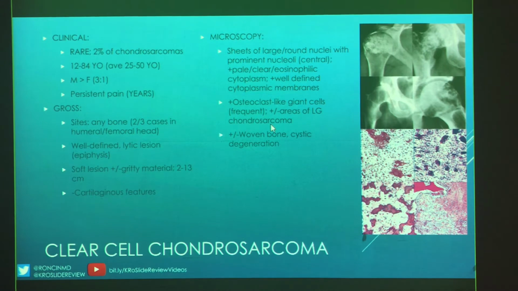You will see those osteoclast-like giant cells, which is what's here, and you may or may not have areas of low-grade chondrosarcoma. So you'd want to go back and review the conventional chondrosarcoma, because you can have areas that look like that. You may or may not have woven bone. The example that we did, the bone looked more woven, at least in the areas where we were focusing more on the bone, and you may or may not see cystic degeneration with these lesions.